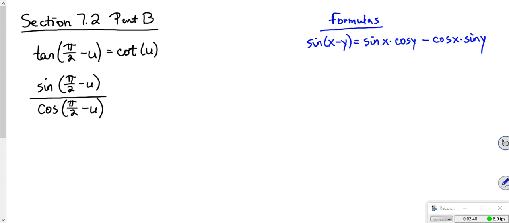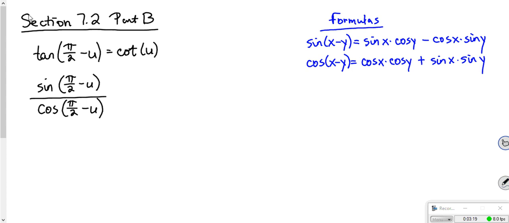And then cosine of x minus y is cosine x times cosine y plus sine x times sine y. Okay, so I've got the cosine difference formula underneath the difference formula of the sine function. Now let's use those formulas to rewrite the left side of our equation here. So I'm going to split out the sine and the cosine on top and bottom using those formulas.